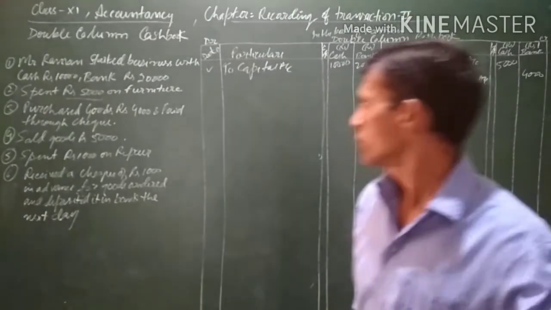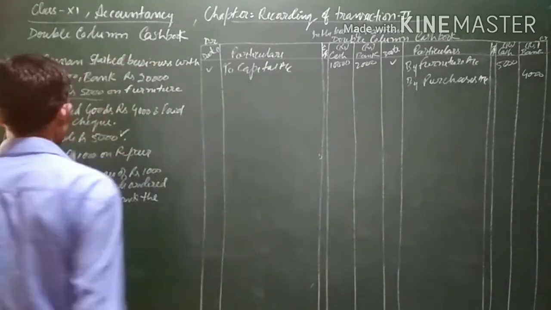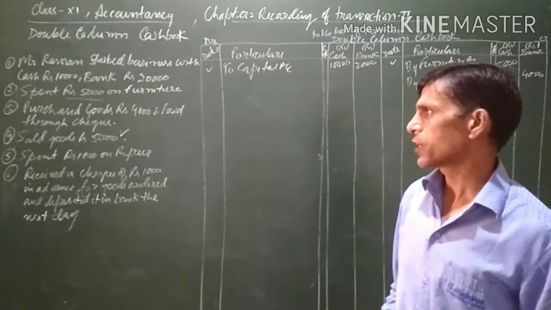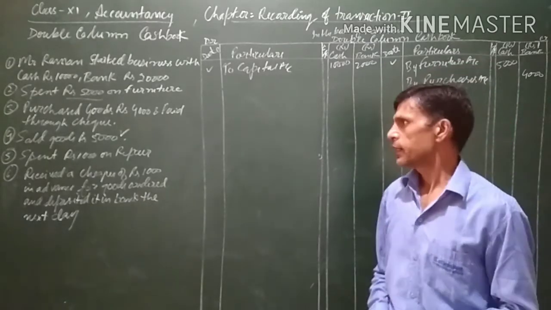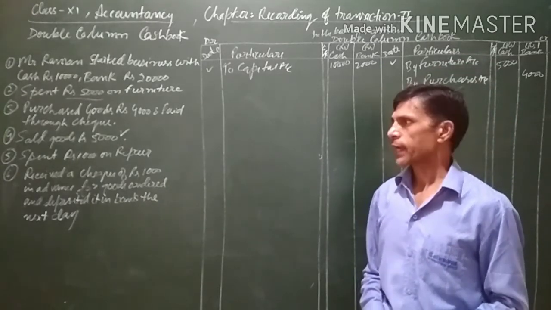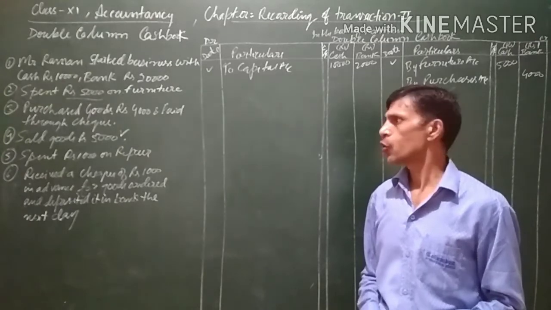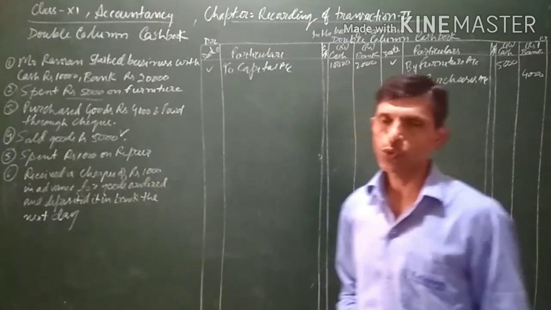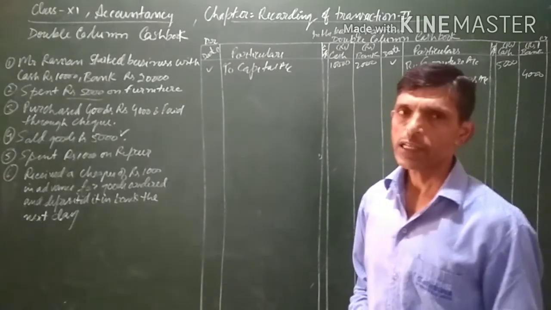Now next is sold goods 5,000. Goods have been sold and we are getting 5,000. Since nothing is mentioned again in this regard, whether the goods are sold for cash or on credit or through check, we will be assuming that this is a cash sale.